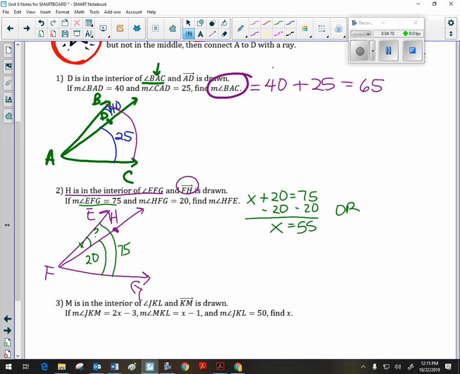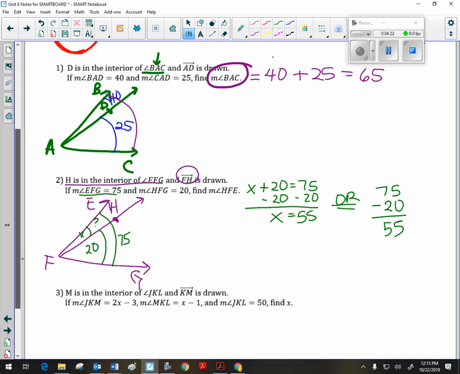Or some of you may just say, well, if the whole thing is 75 and one of the angles takes up 20 degrees, then our final answer must be 55. So it's your choice, whichever one you prefer on something like that.